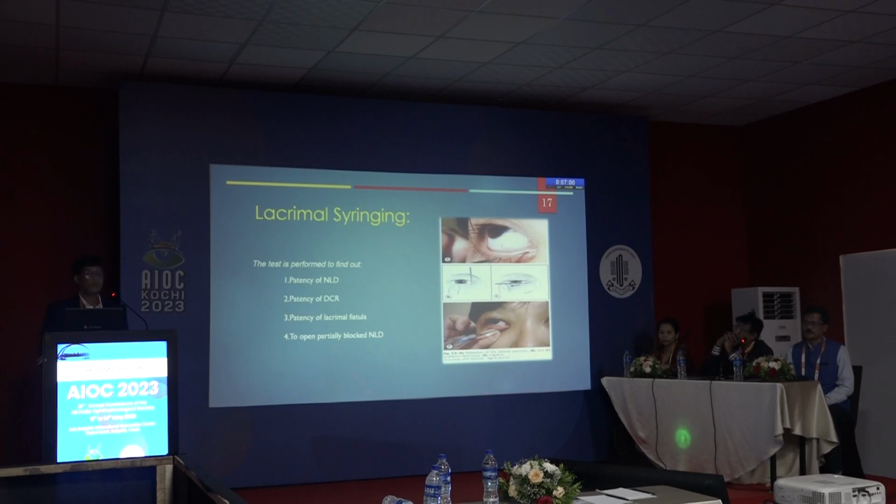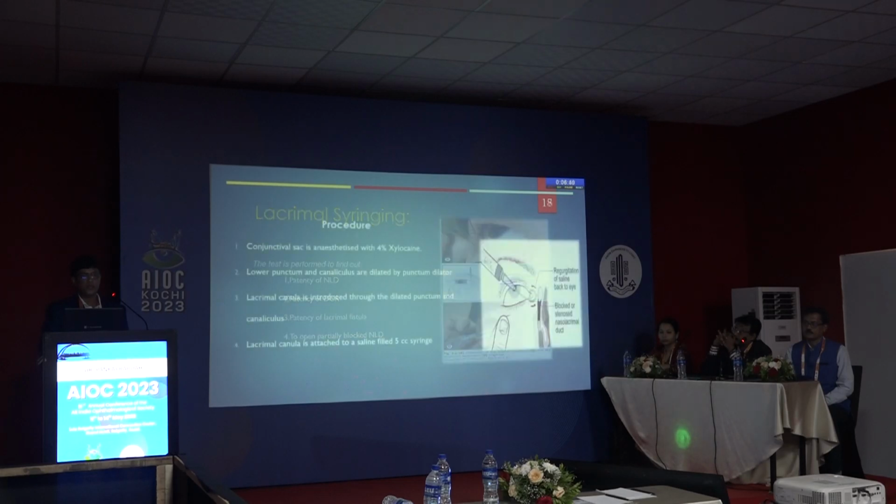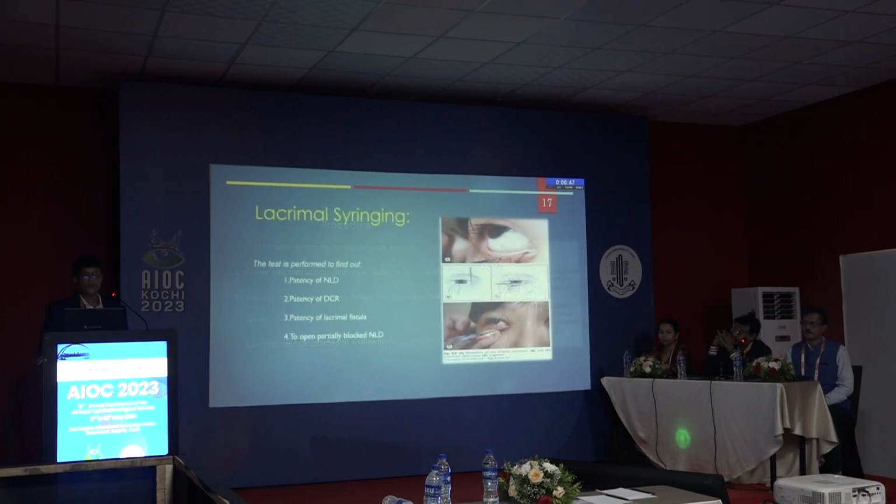So coming to the important test, the syringing test. There should be a sterile kit for it. The test is performed to find out the patency of the nasolacrimal duct, the patency of the DCR, the patency of a lacrimal fistula, and a partially open nasolacrimal duct.